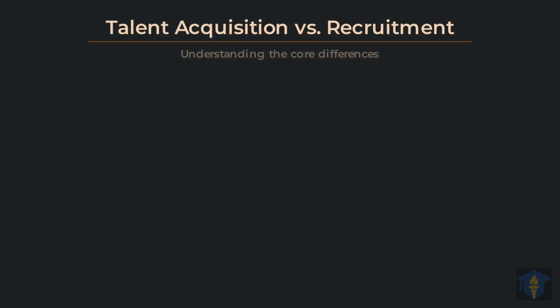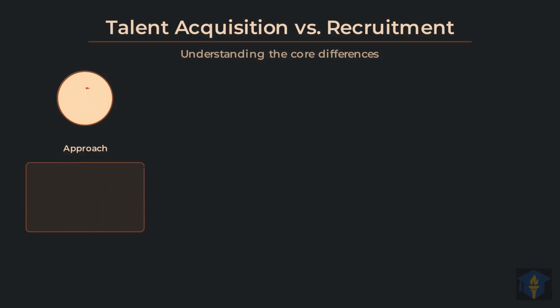It's important to understand the core differences between these two concepts to appreciate their distinct roles. First, let's look at the fundamental approach each of these processes takes in the organization. Talent acquisition adopts a long-term, strategic mindset, looking far ahead into the organization's needs. It's a proactive and future-focused process, anticipating needs rather than just reacting to them as they arise.